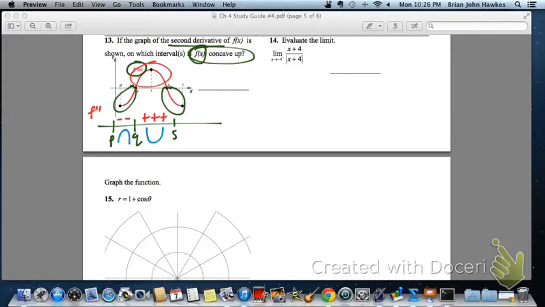And so we need to look no further than the interval from q to s, and on the interval from q to s, f of x is concave up. It's exactly what we were being asked.